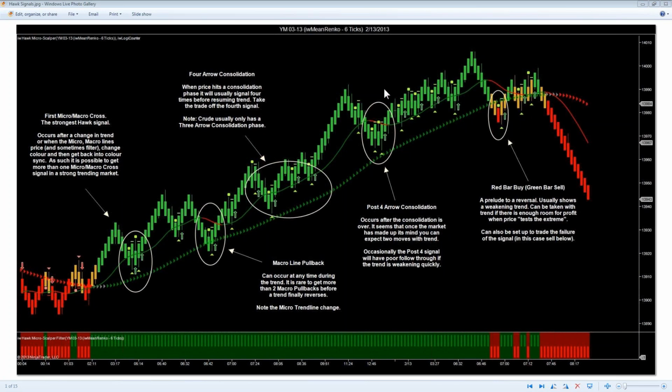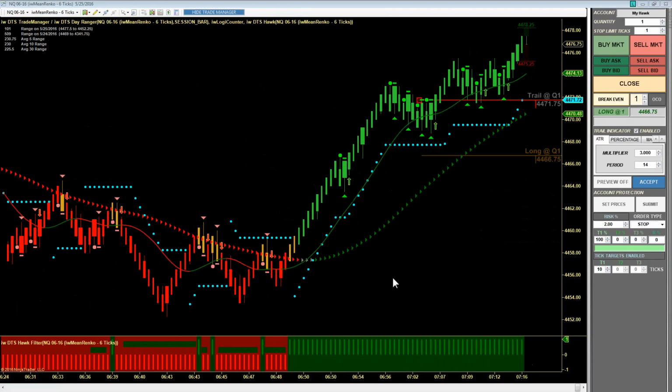So you see there's a lot of signals that print around here that we don't necessarily take. We tend to focus on the higher probability signals, of which the first micro macro cross was one. And then we had the four signal consolidation right there. That was the other one. One, two, three. Oh, we only got three out of that one. But we had a post consolidation signal right here.